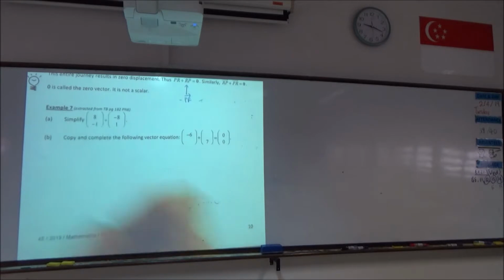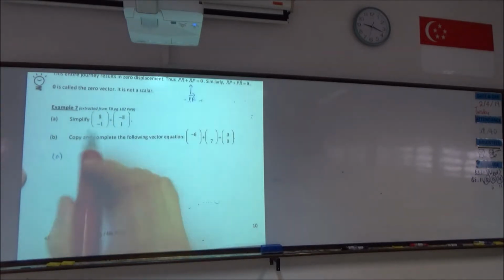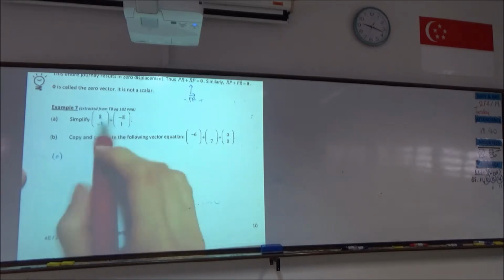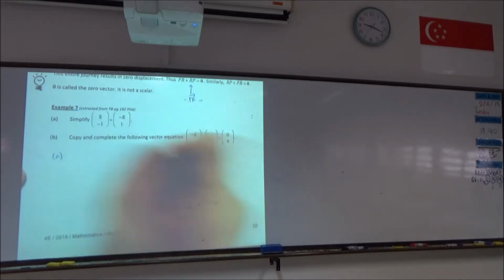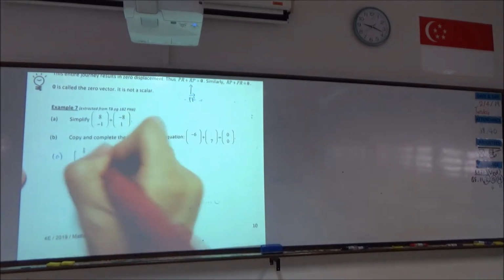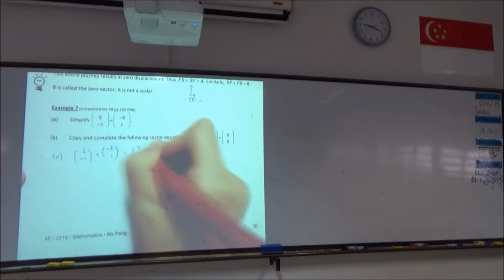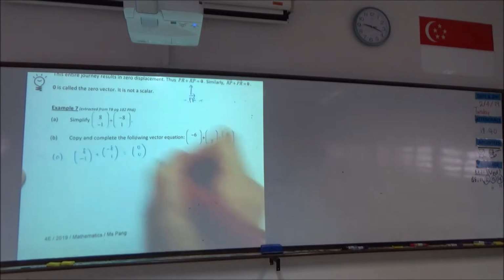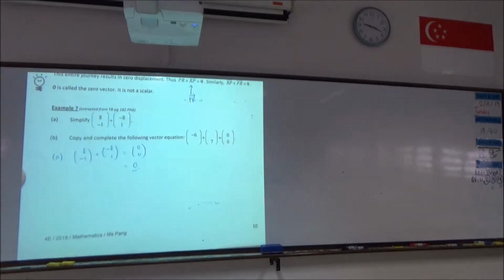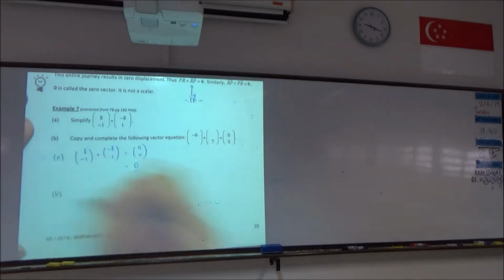So therefore, looking at example 7, to simplify this, adding up these two vectors, the x and x add together, y and y add together, we will notice that it will give us a zero vector. In this case, you can write it out as 0, 0, or you can write it as a zero vector. Both will be understood. But you cannot write down just a plain 0 itself.